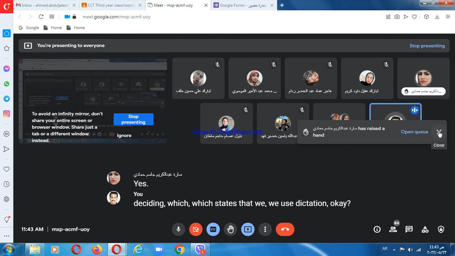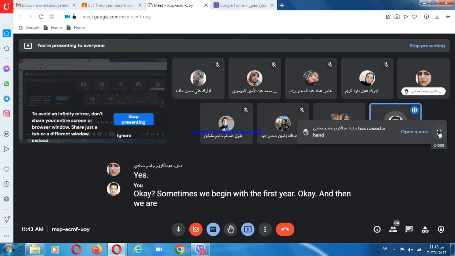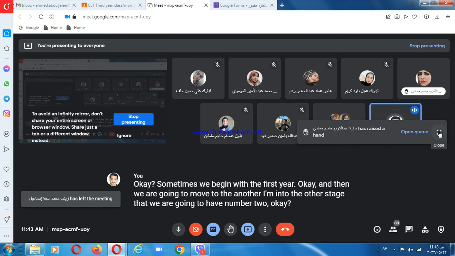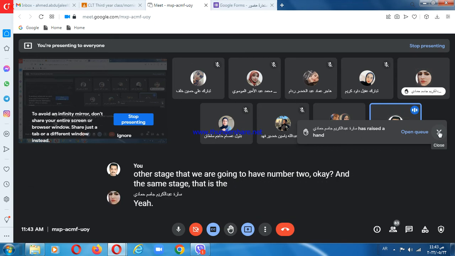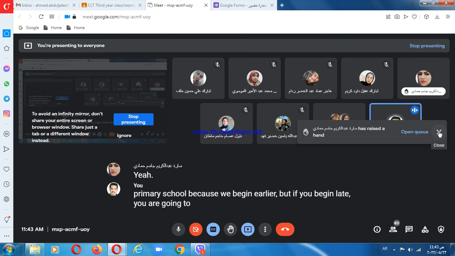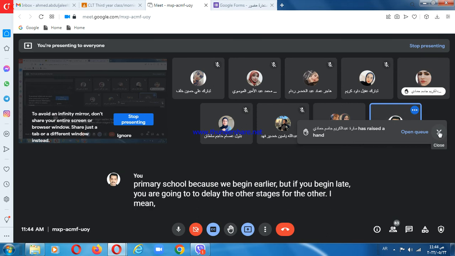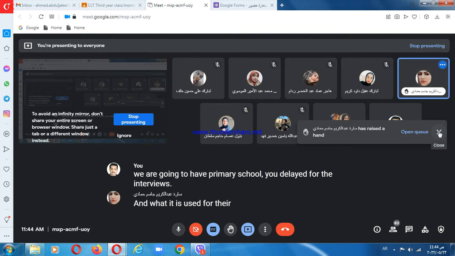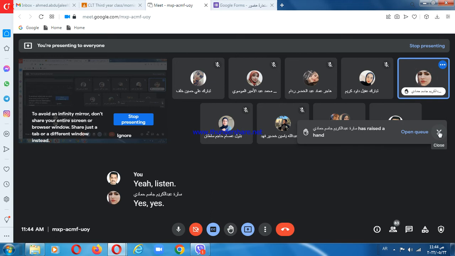Sometimes we begin with the first year, and then we are going to move to the other stage that we are going to have in number 2, in the same stage, that is the primary school, because we begin earlier. But if you begin late, you are going to delay the other techniques for the other stages. If we are going to have primary school, you delay it for the intermediate school. And what is suited for their level. Yeah, definitely. Yes. Thank you, Doctor.